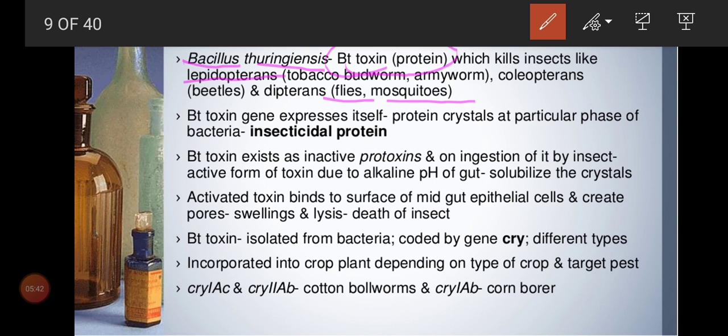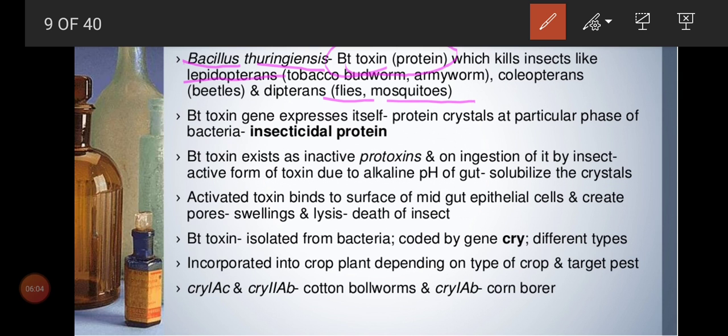Not lepidodendron, that is pteridophytes, okay. Here you want to remember lepidopterans, coleopterans and dipterans. So to escape from these kinds of pests or insects, how the Bt toxin is working, only we are going to see.